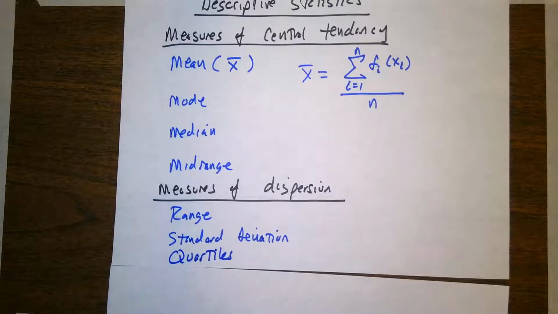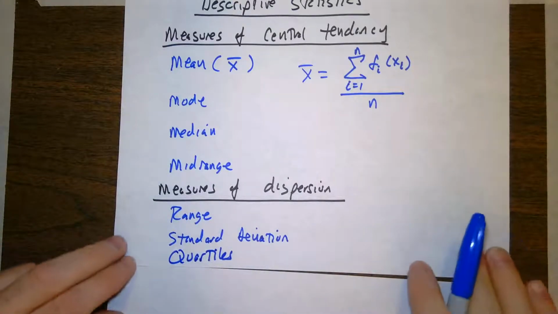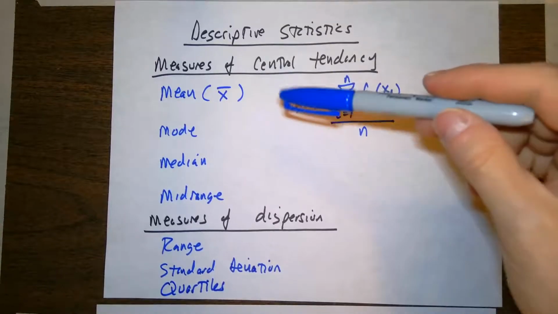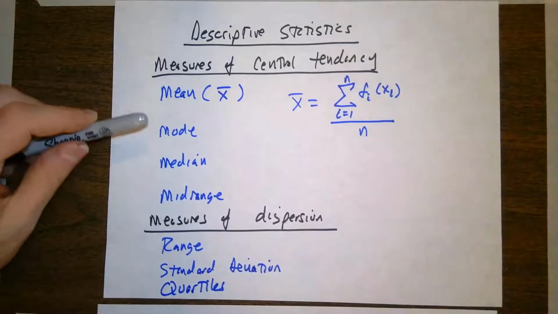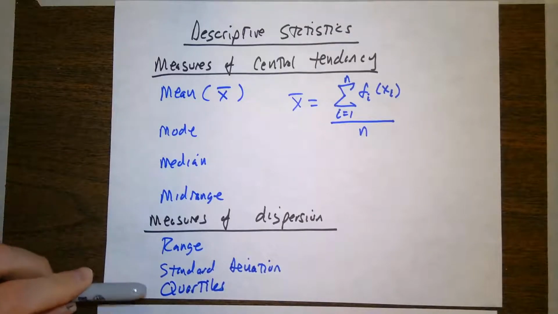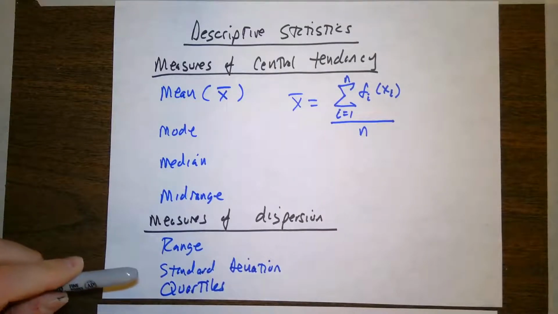And the different quartile array. Now the calculator is going to do a lot of this for us. We're going to be able to enter our data, and the calculator will give us the mean, the mode, the median, the mid-range, the range, standard deviation, and all the quartiles that we need in the quartile array.